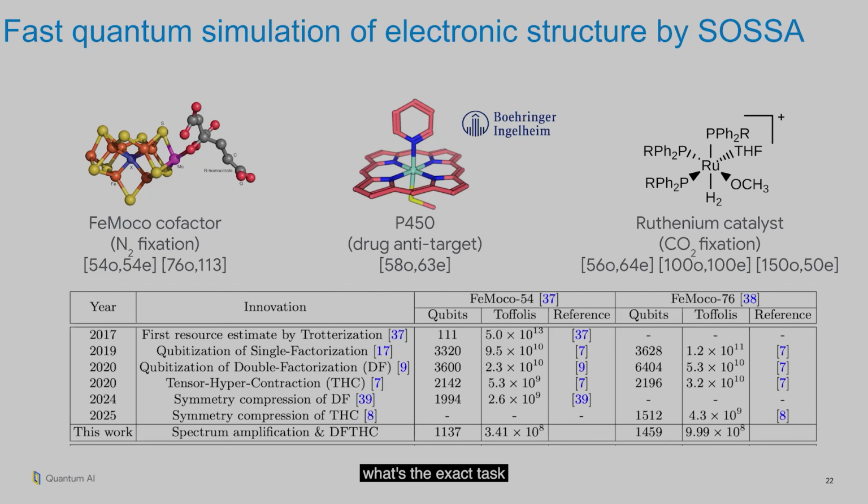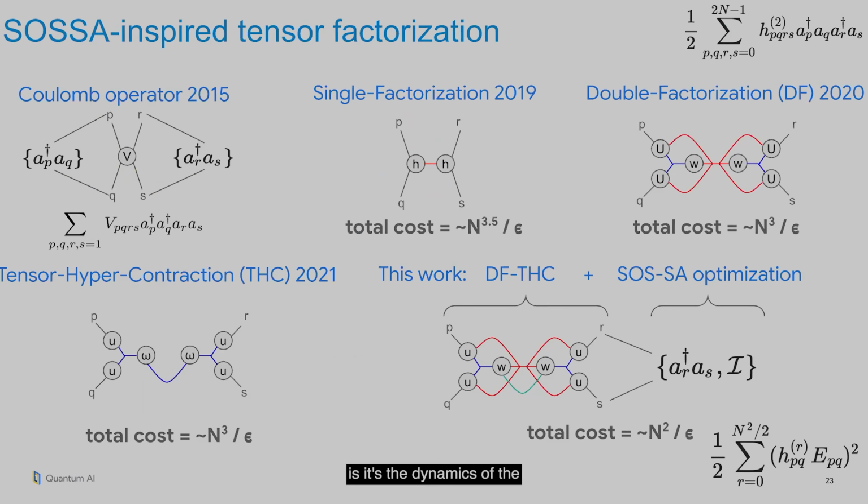So here, what's the exact task? Is it the dynamics or the ground state or the energy? Ground state energy. We want to estimate the ground state energy to 1 millihartree. So the epsilon in phase estimation is 1 millihartree, and then the thing in the numerator, the lambda, that will turn out to be on the order of tens or hundreds of Hartree. So that's the scale.